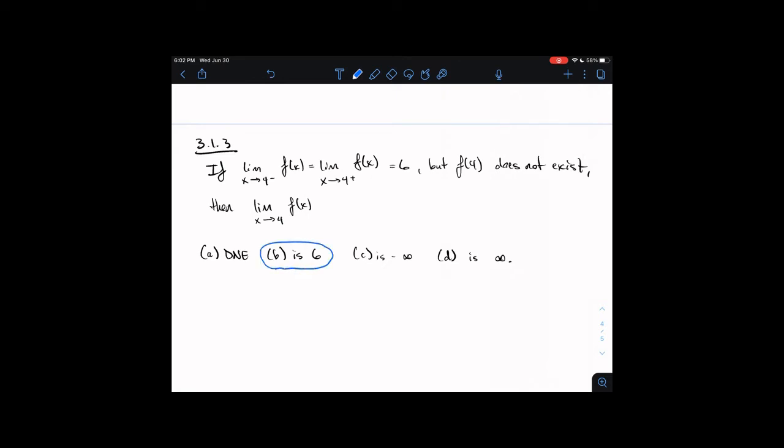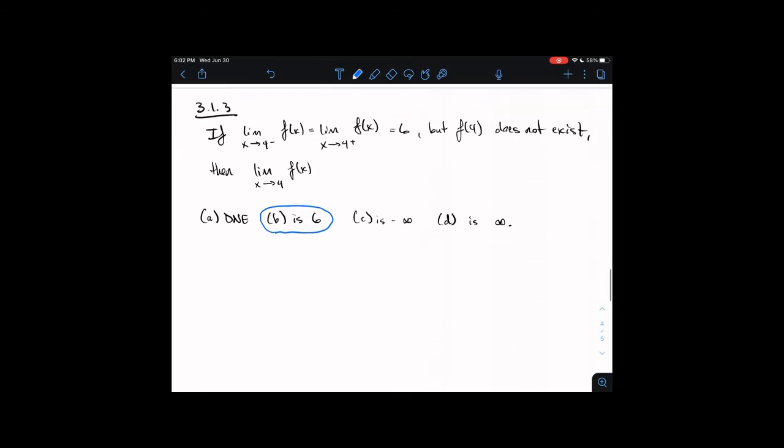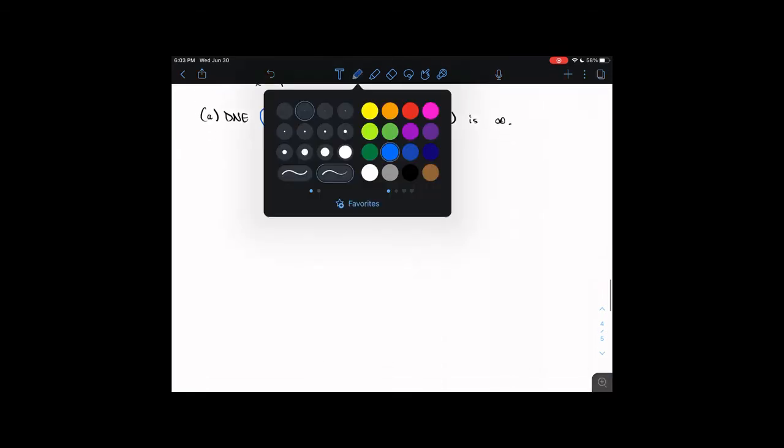The limit is 6. So first, let's draw the picture. You might ask, well, how do I draw a picture? I don't know what f is. That's right, you don't know what f is. But you don't really need to know what f is. We can just draw something that we think could look like f, and it'll apply either way. So what do we know about limits? Let's start drawing f here. Let's do this little dotted line here.